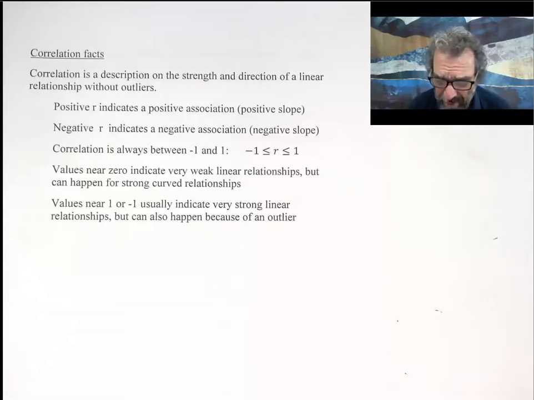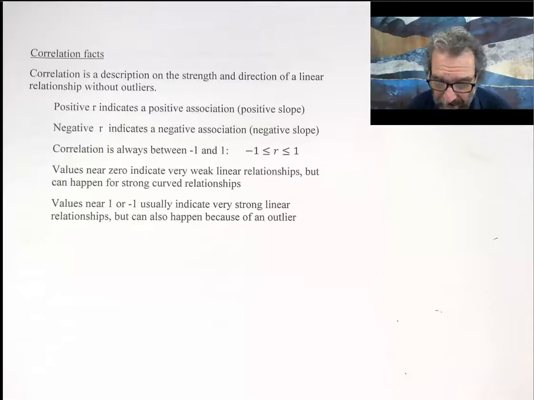If it looks linear already and you get an R near 0, that means there's no real strong pattern. The linear pattern you're seeing isn't very pronounced. But you can also get values near 0 for a strong curved relationship where you can easily predict Y from X, but the relationship is curved. And so R is only good for measuring the strength of linear relationships.